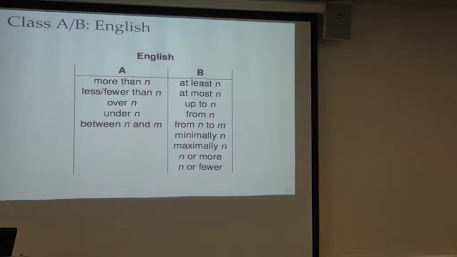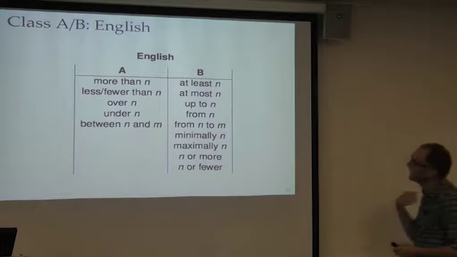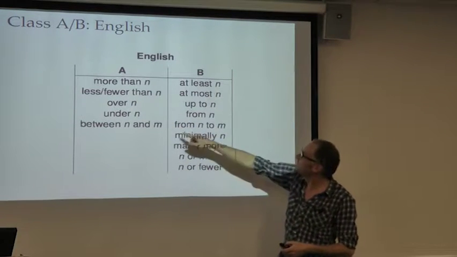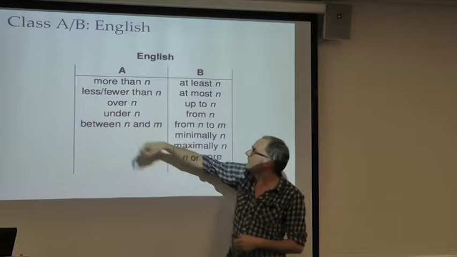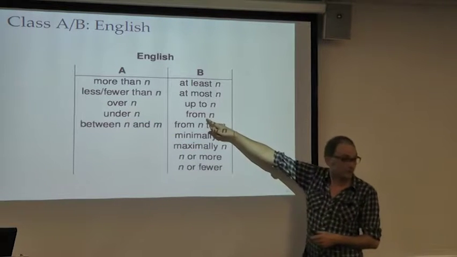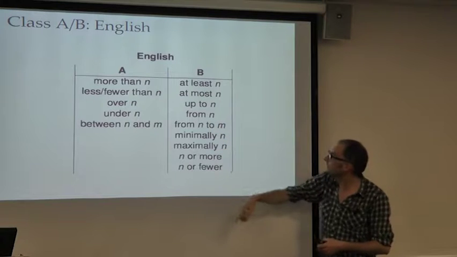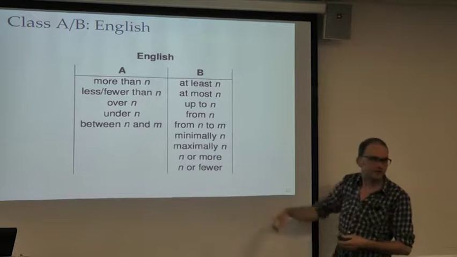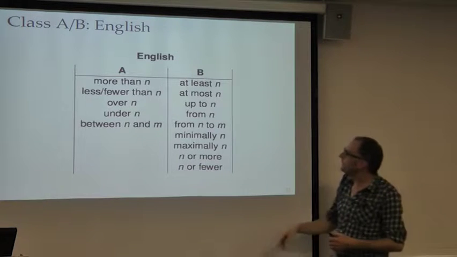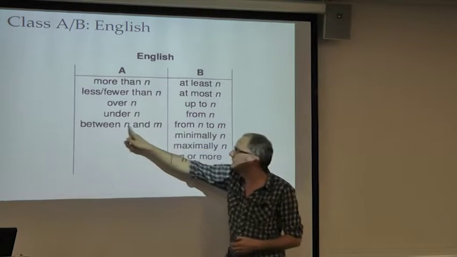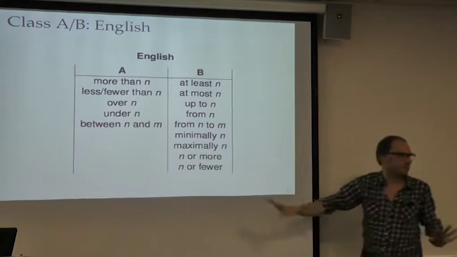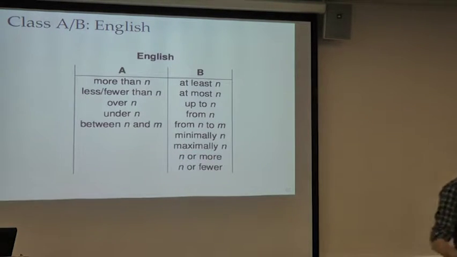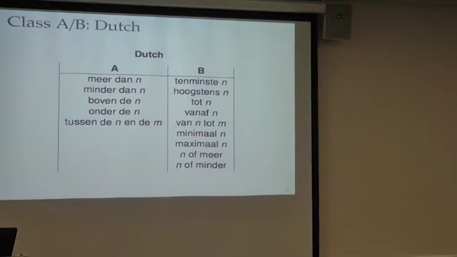And then English looks like this. We have the comparative here, the superlative here. We've got the locative prepositions here, the directional prepositions here. We've got disjunction here, and we've got these adverbs here. This one here, between, is a difficult one. I'm not sure whether this belongs here, so that's up for grabs.